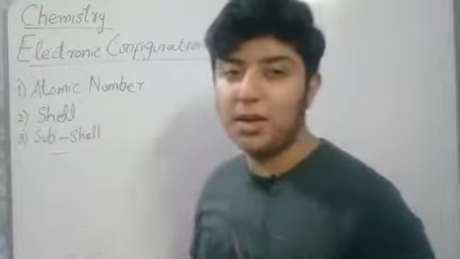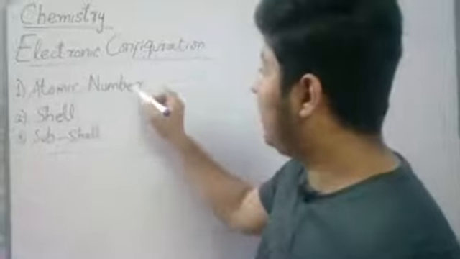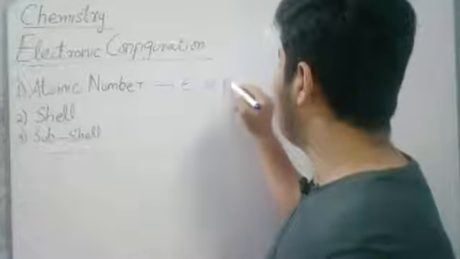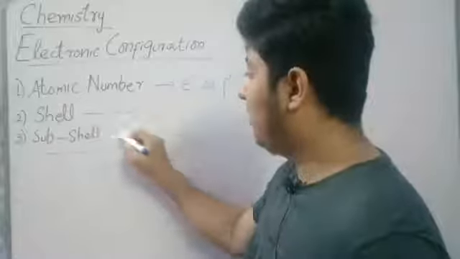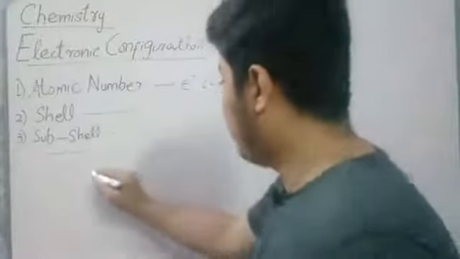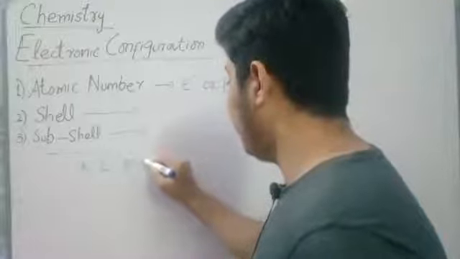Before learning electronic configuration, three most important things include the atomic number, which is the number of electrons or number of protons in an atom, the number of shells, and the number of subshells present in an atom. The shells are K, L, M and N.